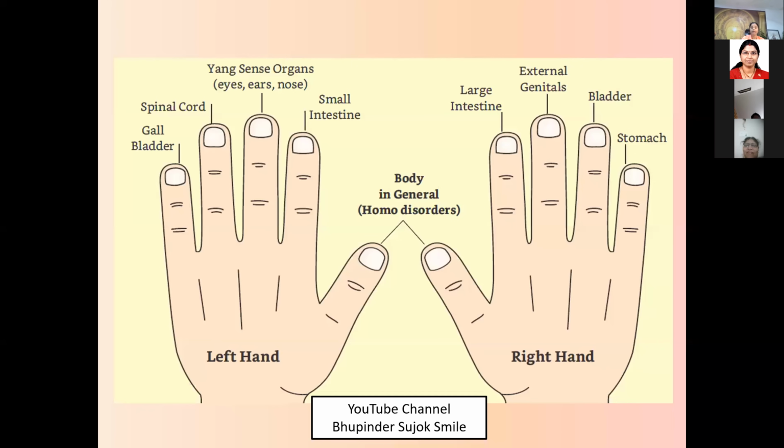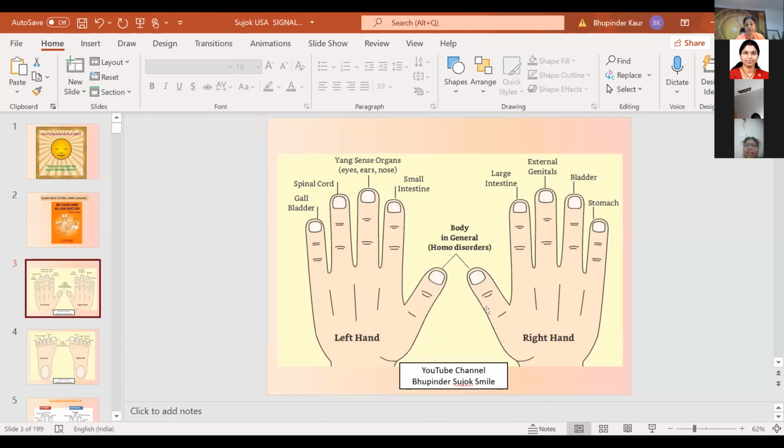If a person has more than 1 sense problem, then you can use this left hand middle finger nail or the left foot middle toe nail. But if just 1, then it is very good to stimulate the specific nail. And I will share my new screen. Just a moment. So I'm sharing my screen.